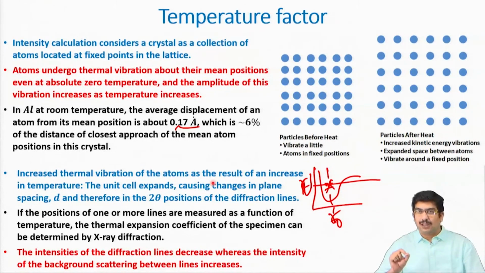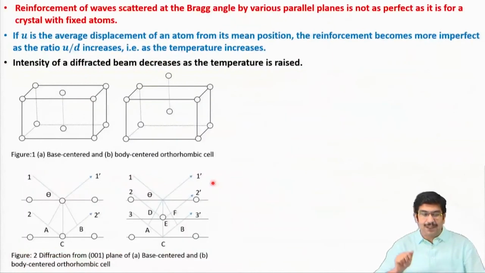An even more prominent effect that the thermal vibration will produce is that the intensity of the diffraction peak will decrease, whereas the intensity of the background will increase. Background in the diffraction, the entire other scattering angle, that intensity will increase. The peak intensity will decrease and the background intensity will increase if we increase the temperature. Now, why this is happening, that is what we have to understand.